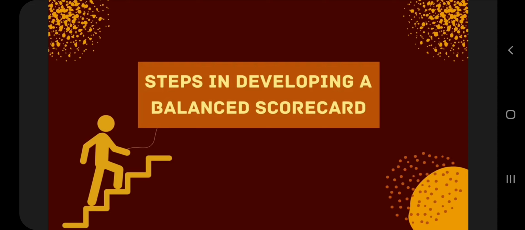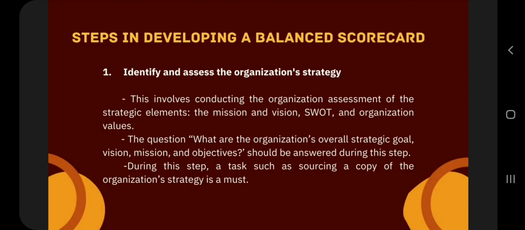So, what are these steps in developing a balanced scorecard? The first step is to identify and assess the organization's strategy. This involves conducting the organization's assessment of the strategic elements: the mission and vision, SWOT, and organization values. The question, what are the organization's overall strategic goal, vision, mission, and objectives, should be answered during this step. And tasks such as sourcing a copy of the organization's strategy are done at this step.